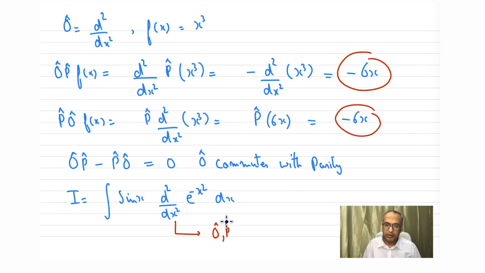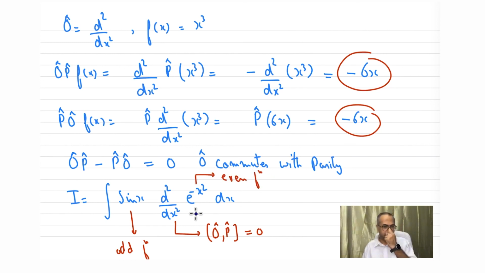So the OP commutation is 0, so that means O commutes with P. Now is this an even function or an odd function? This is an odd function, right? Now this is an even function. So all the conditions of the corollary are fulfilled. That means we can safely say that this particular integral goes to 0. Okay. So very easy.